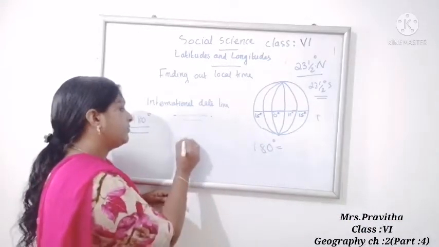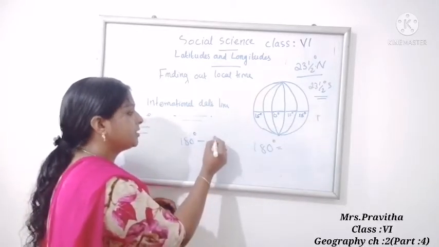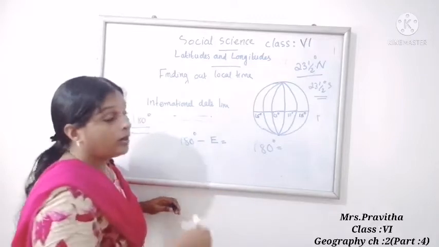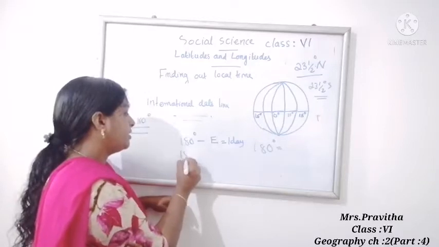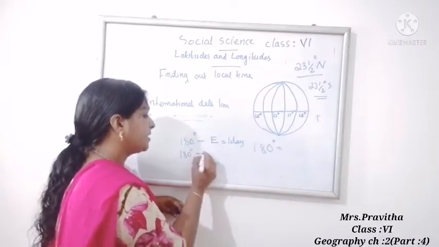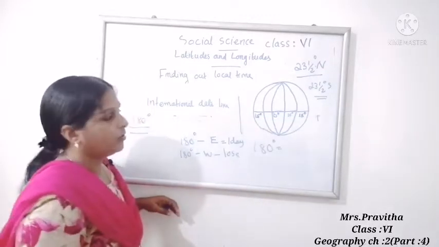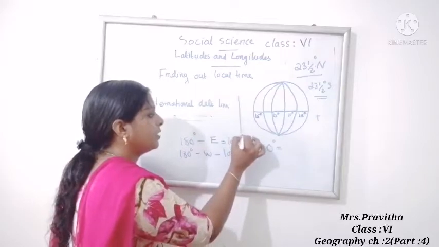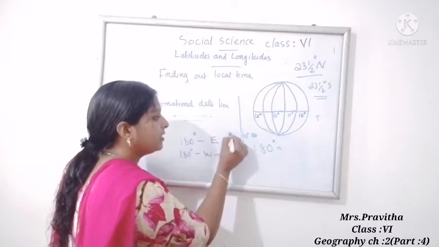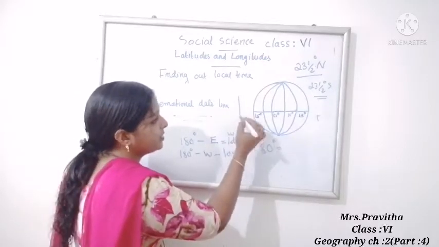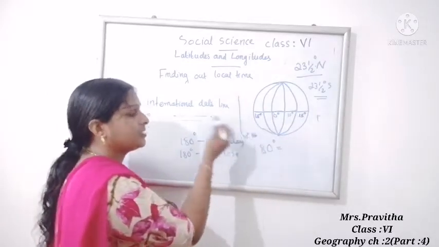Okay, so children, from 180 degree, if any person is moving in the eastern direction, 1 day will be gained. Then from 180 degree, if a person is moving in the western direction, they will lose 1 day. Imagine it is a 180 degree longitude. If any person is crossing this 180 degree longitude, the east will be there, and here it is 180 degree west. What will happen to the time when moving to the eastern direction and western direction?